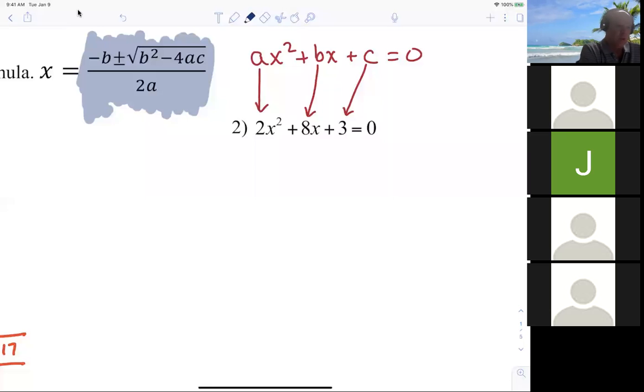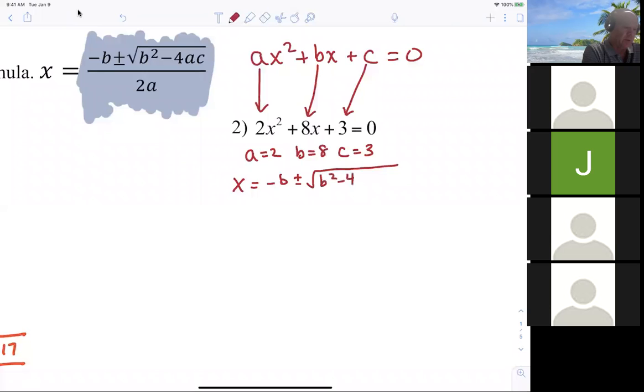So first step, I think it's important to write a equals 2, b equals 8, and c equals 3. And again, remember, the most important thing is as soon as you don't understand a step, just shout out, and I will slow down and repeat or explain. Now, I think it's important to learn the equation. So every time I'm going to write it: x equals negative b plus or minus the square root of b squared minus 4ac, all over 2a.